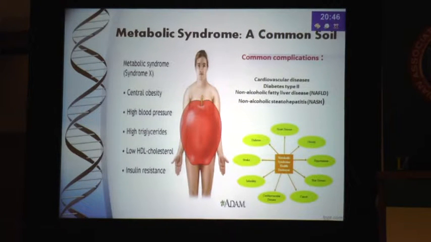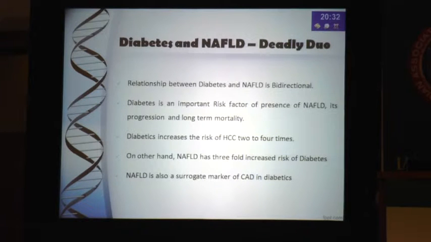So the underlying factor is metabolic syndrome, which is called the common soil for the development of diabetes as well as NAFLD. If you talk about metabolic syndrome, there are three important complications: cardiovascular disease, diabetes, and NAFLD. These two are also called twins, because the relationship between diabetes and NAFLD is bidirectional.